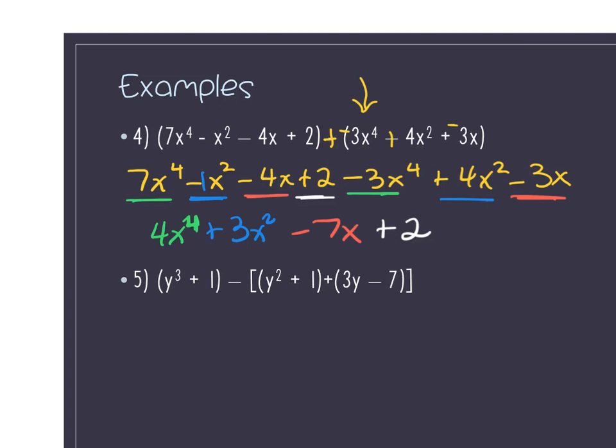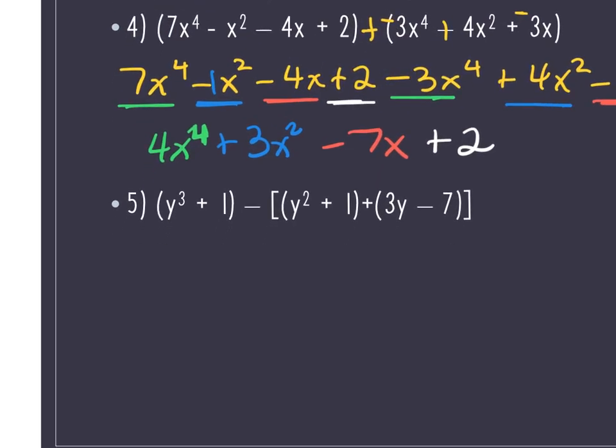The next one, notice there are parentheses and brackets. I'm going to work within the brackets first. So I'm going to simplify everything in here, combine the like terms, then I'll subtract. Over here, notice the only thing in these brackets that I can combine are the constants. So in the bracket, it's going to become y squared plus 3y minus 6.